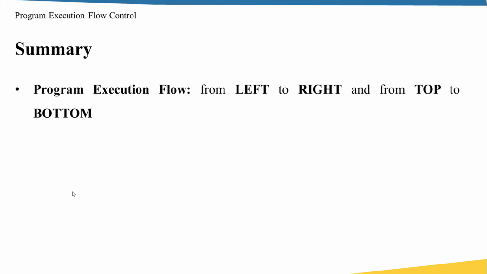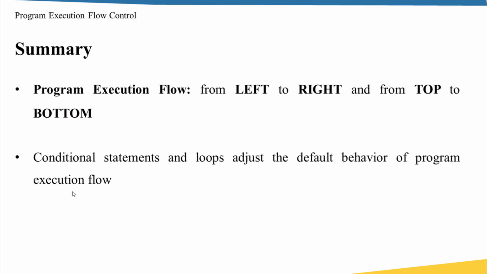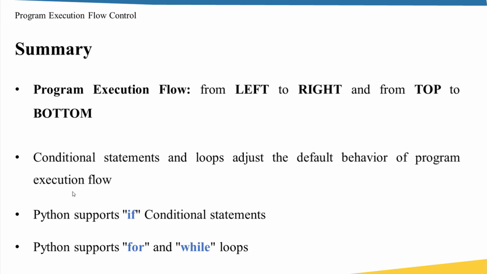Now let's summarize what we have learned. First of all, we saw that the program execution flow is from left to right, from top to bottom. We said that conditional statements and loops adjust the default behavior of program execution flow. Python supports if conditional statements. Python supports for and while loops.